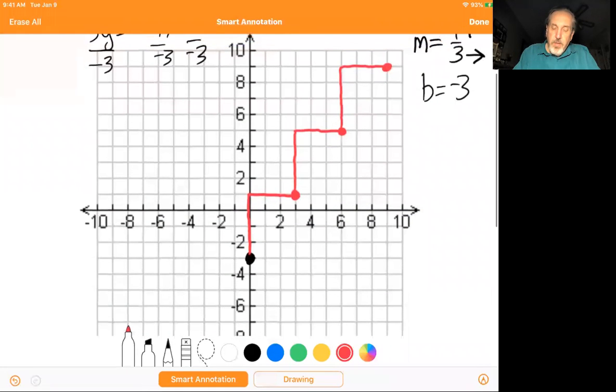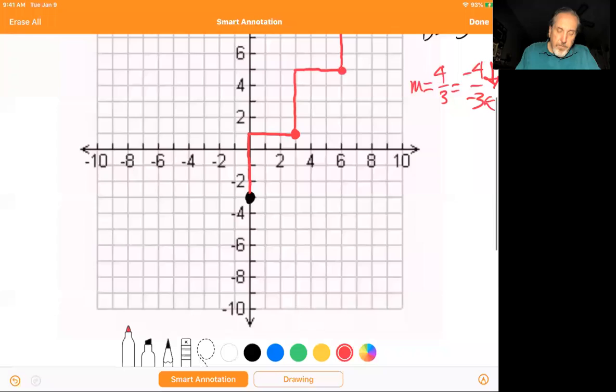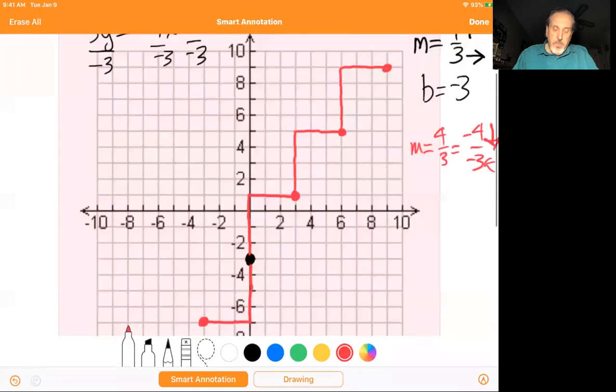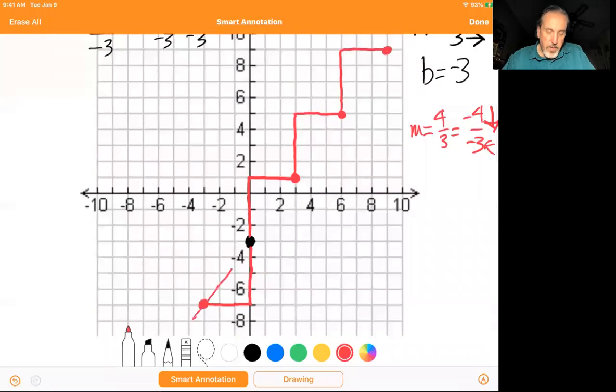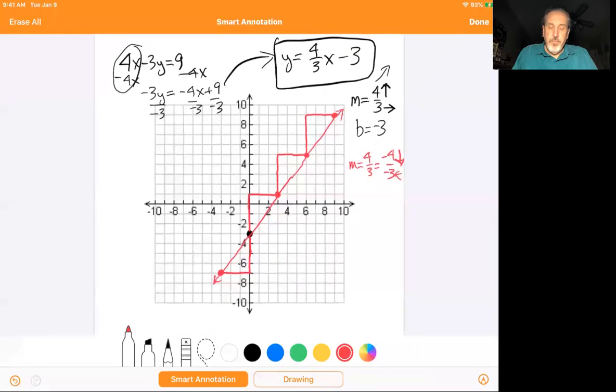Now I want to remind you that that slope of 4/3, you could also think of that as a -4 over a -3, which means you could also be going down and to the left. So let me show you that. Down 1, 2, 3, 4, and to the right 1, 2, 3, and there's another point. So you can see all these points, and again, try and draw them with a nice straight line. Not the greatest at this, but that is the graph of the equation y equals 4/3 x minus 3.